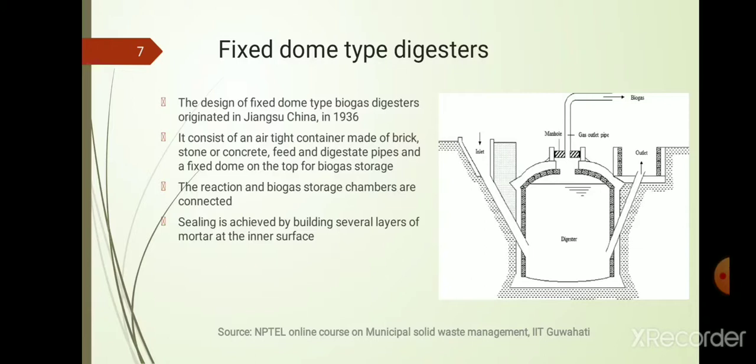And the sealing is achieved by building several layers of mortar on the inner surface. So sealing is very, very important. If sealing is not perfect, there will be gas leakage.